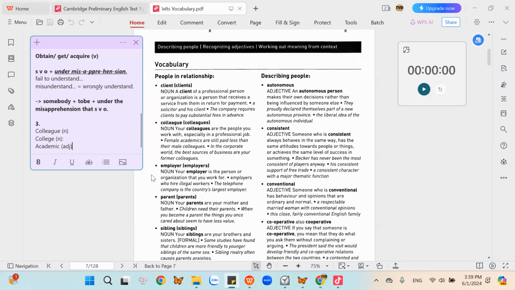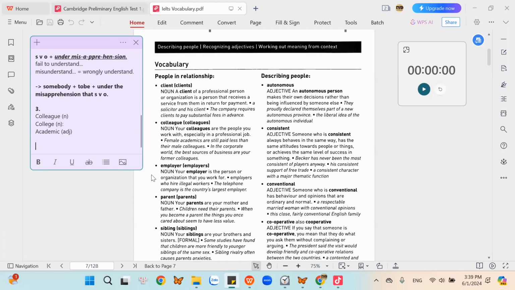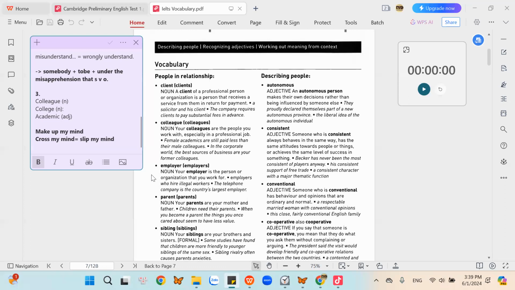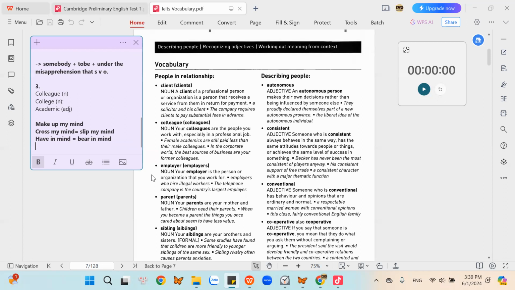I have to make up my mind. I have to bear in mind. All right, we have make up my mind, for example. The first phrase, make up my mind. The second one is cross my mind. The same kind of phrase is slip my mind, and have in mind. All right, I have this in my mind. Bear in mind.